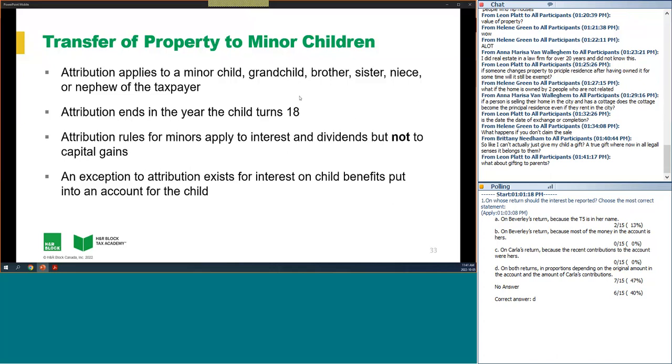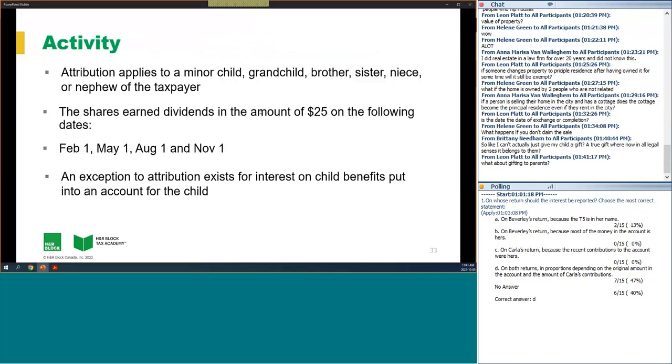Gifting to parents is allowed. So these rules are only for child, grandchild, brother, sister, niece, or nephew. You can gift to your aunts and your uncles, even if your aunt or your uncle is under 18. That can happen. And that's because we need a rule, and the rule needs to make sense, and this is as good as we can get. So if it's on the list, child, grandchild, brother, sister, niece, or nephew, we have to think about attribution rules until that child turns 18.